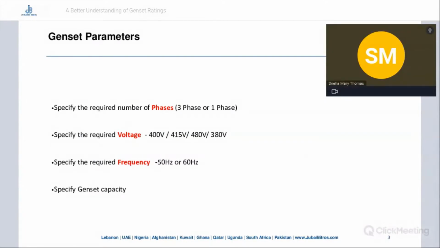What are the parameters that have to be considered, or what should you check first before selecting a genset rating? Specify the required number of phases, if it is a three-phase or a single-phase genset. Specify the required voltage: 400 volt, 415 volt, 480 volt, 380 volt. This may vary depending on the region and country. Specify the required frequency, if it should be 50 Hz or 60 Hz. This also differs depending on the region. Specify the genset capacity.